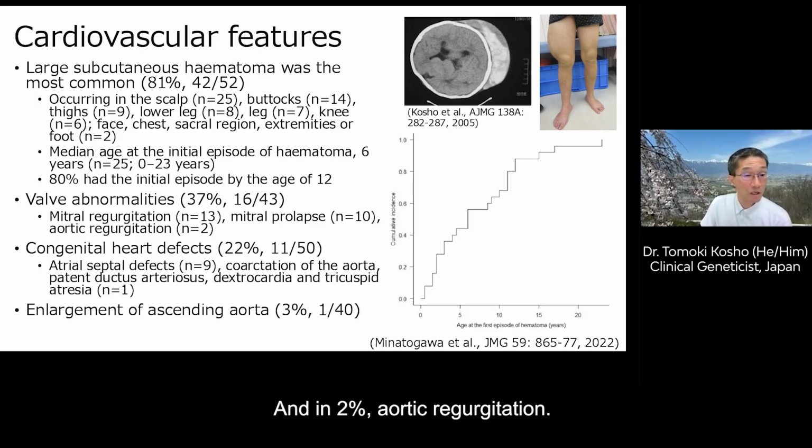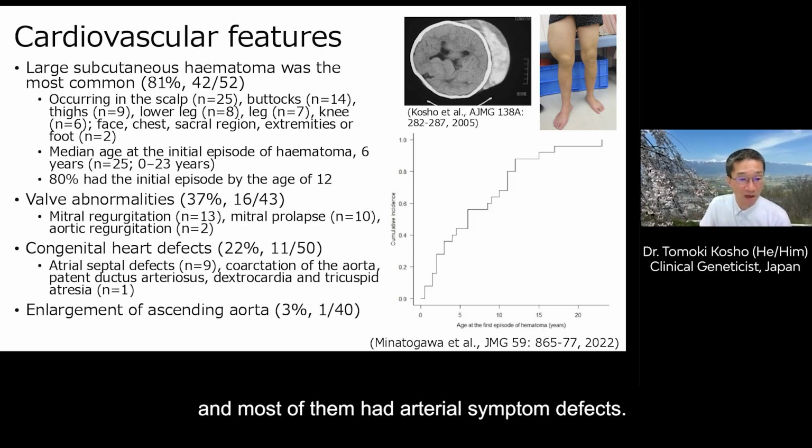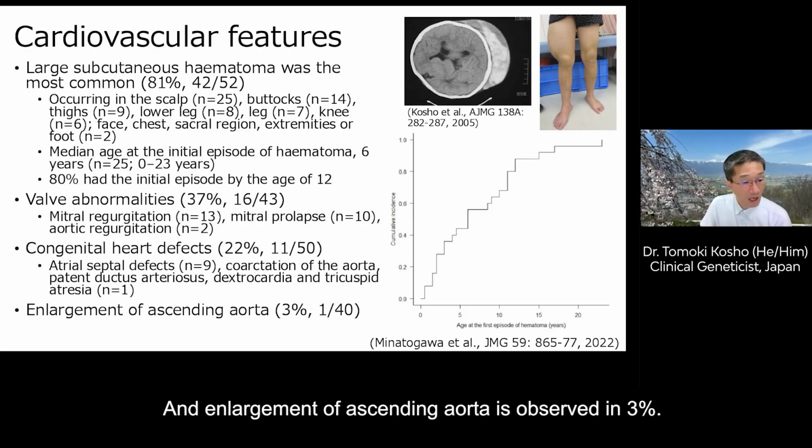And in 2%, aortic regurgitation. Congenital heart defects were in 22%, and most of them had atrial septal defects. And enlargement of the ascending aorta is observed in 33%.